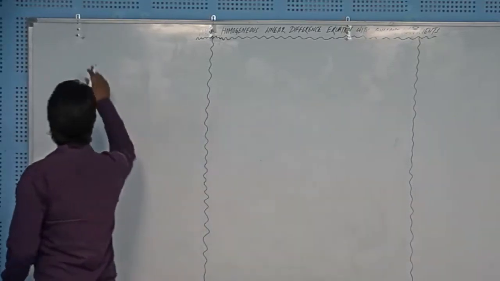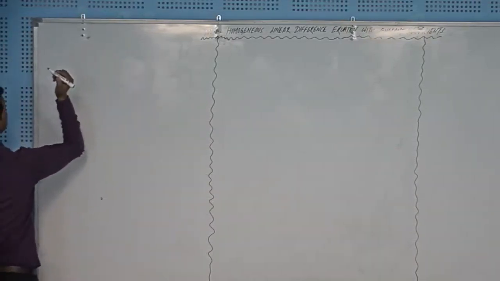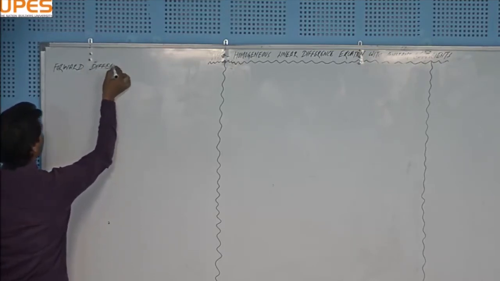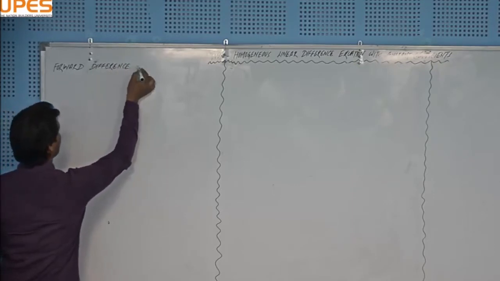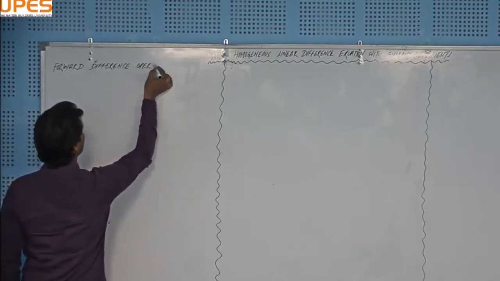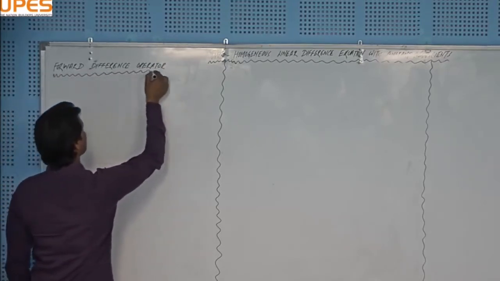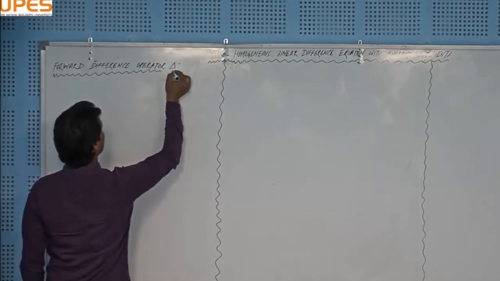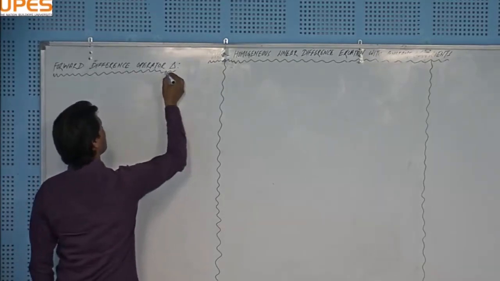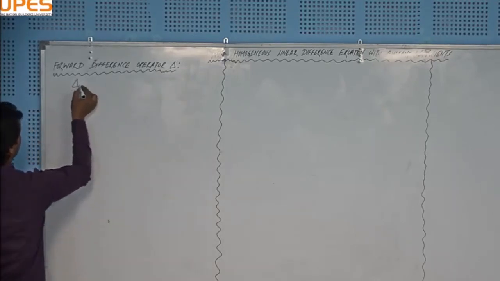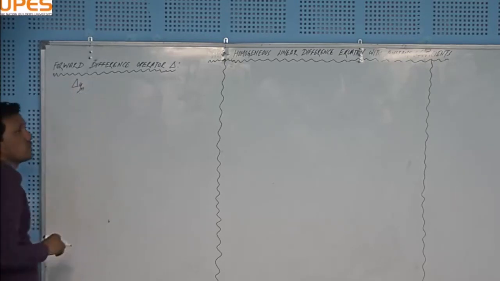So first I will give the definition of a forward difference operator, and the symbol for this operator is delta. This operator, the forward difference operator, is applied on Yn, and we already know what Yn is.